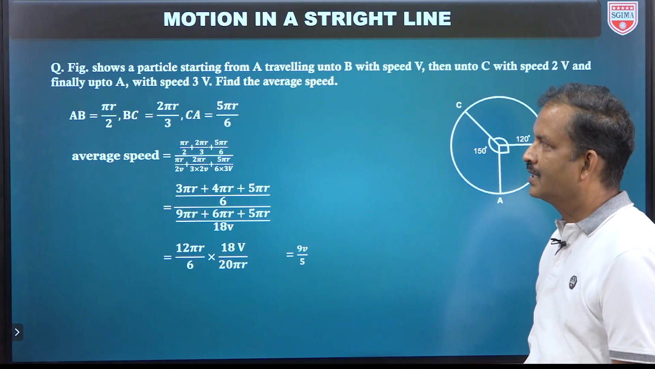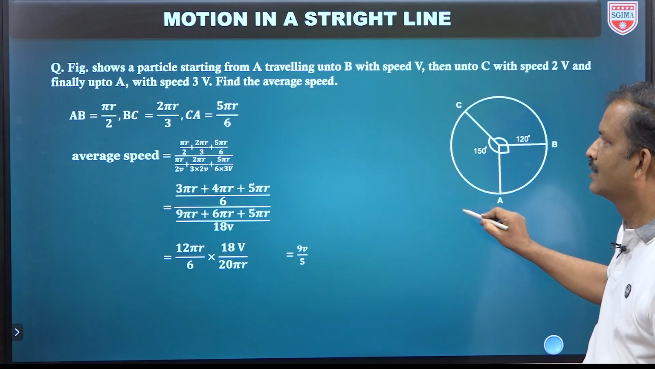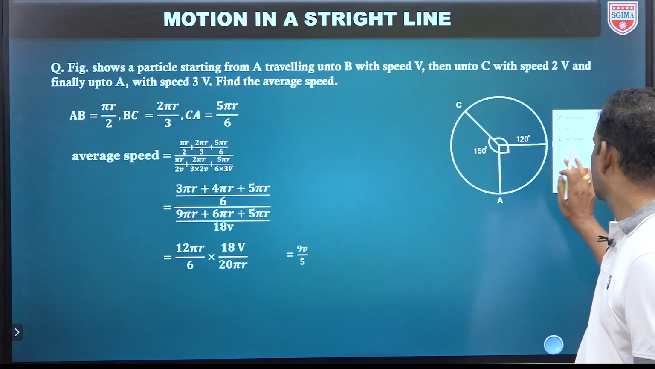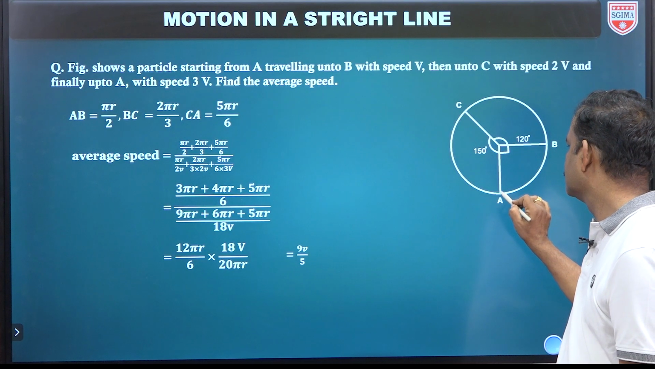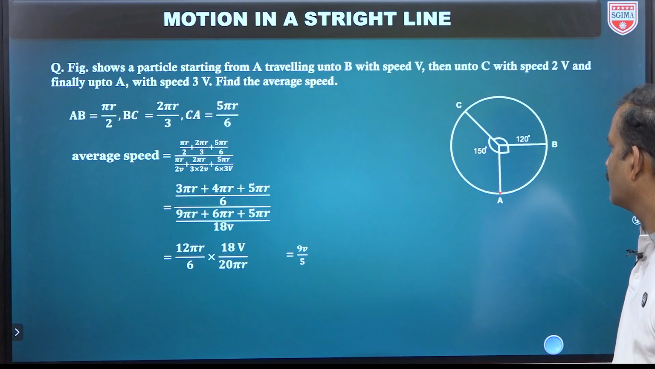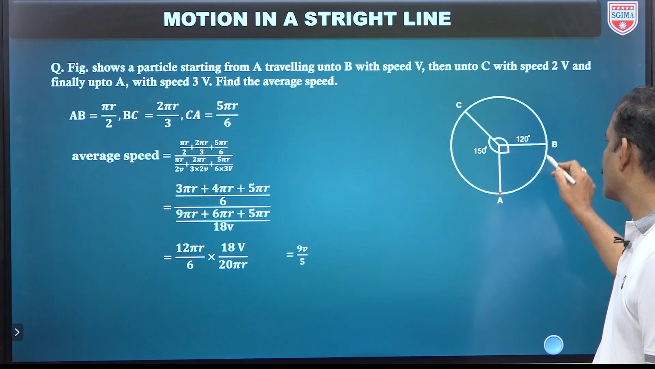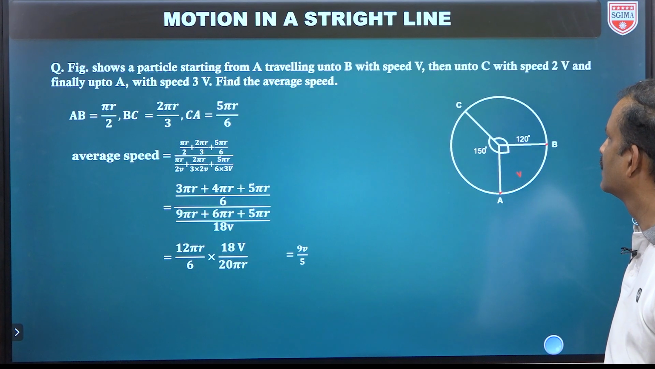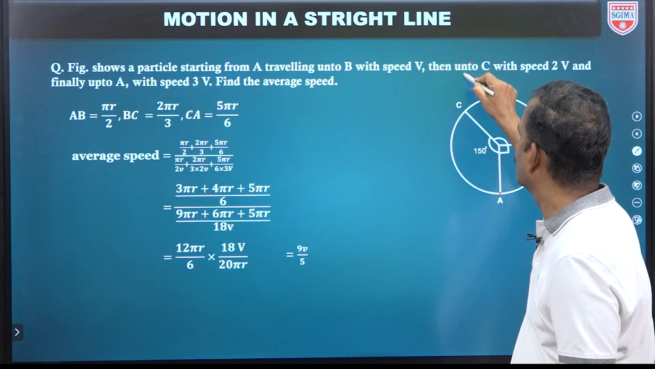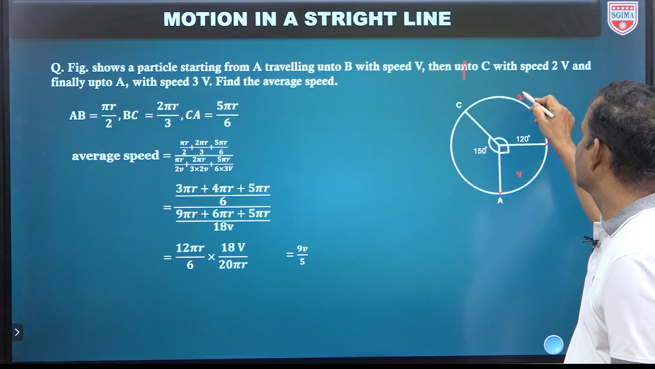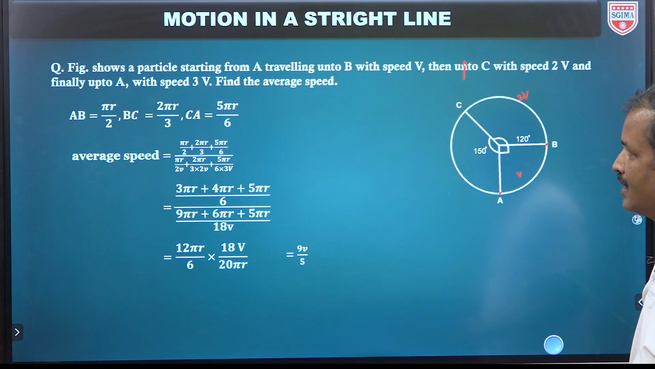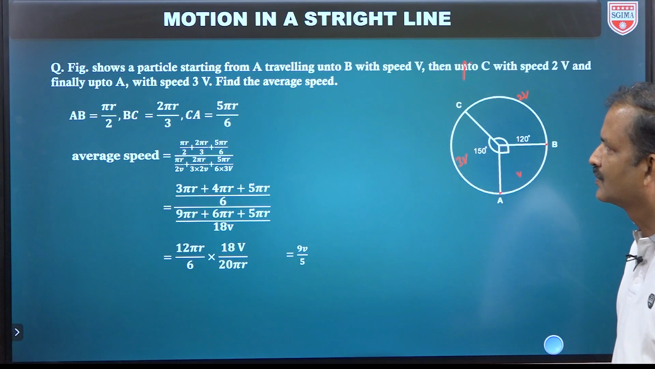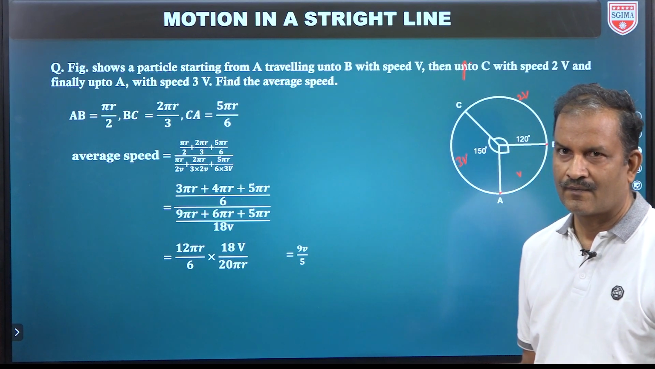Now, I am discussing one problem. See, the figure shows a particle starting from A, traveling up to B with speed V, then up to C with speed 2V, and finally up to A with speed 3V. Find the average speed.